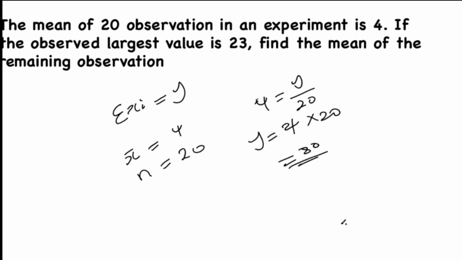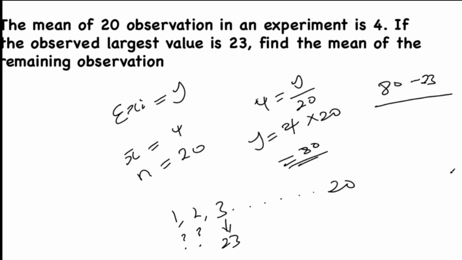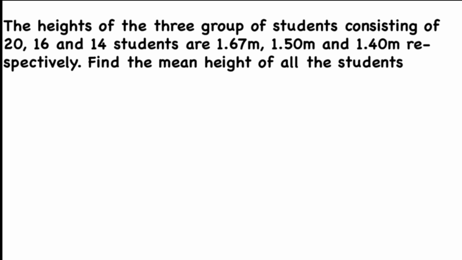Okay, out of this 80 now, the largest value that makes up this 20, because there were 20 observations. He observed the first one, the second one, the third one, 20 observations. But one of the observations was the largest, which was 23. He said we should calculate the mean of the remaining observations. It means that to get the remaining observations, we must remove 23 from 80. And if you remove 23 from 80, it means that out of the 20 observed values, only 19 are remaining.